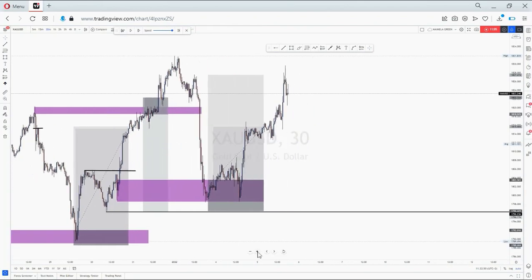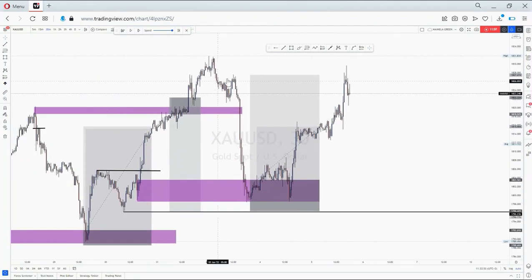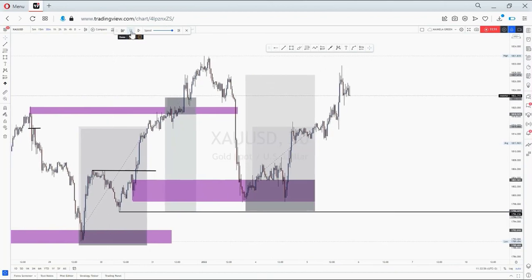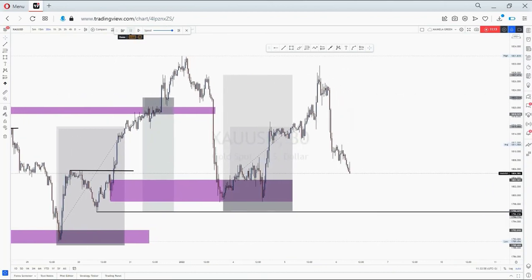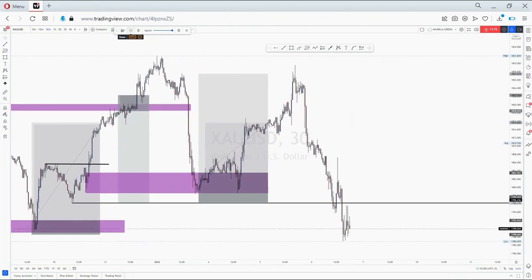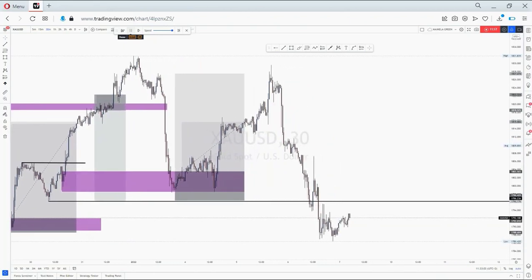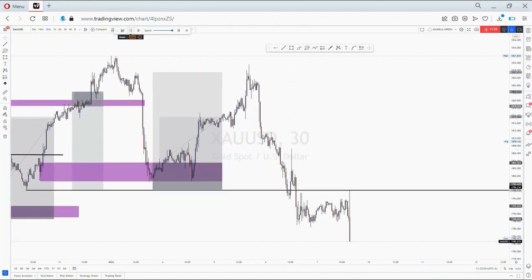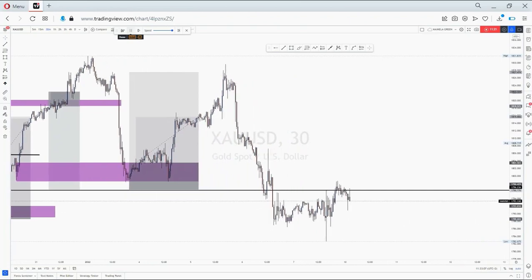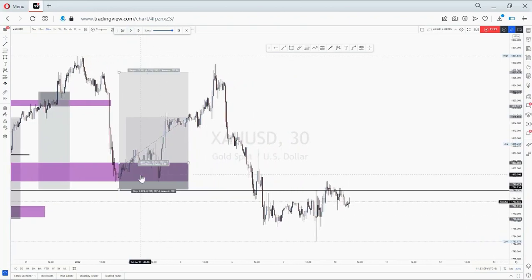So as you can see here, they reached our target. Then from there, let's see how the market plays. As you can see, they went down again. They went through the order block. So we won't be trading the same order block twice here, right? So we won't be doing that.